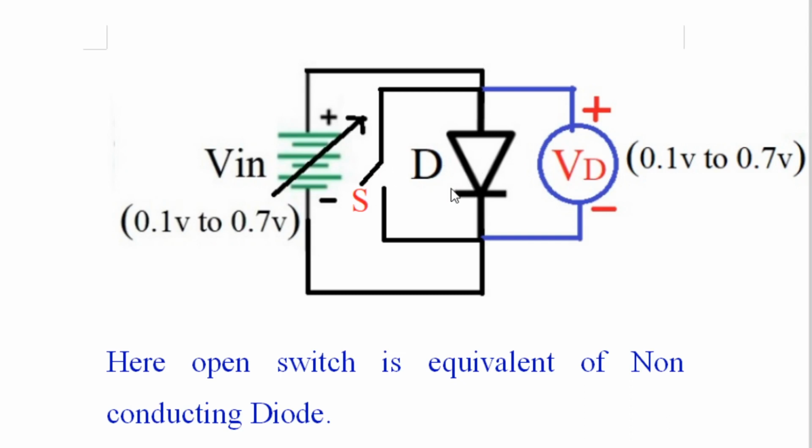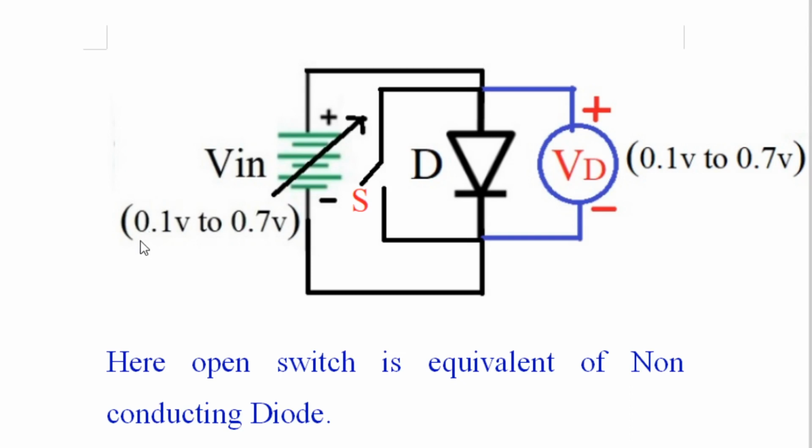So here this diode is not conducting till 0.7 volt, because look at the left hand side. On the left hand side, the applied input voltage V in to the diode is such that the anode of the diode is connected to the positive of the battery and the cathode of the diode is connected to the negative of the battery, but the applied input voltage is not greater than 0.7 volt.